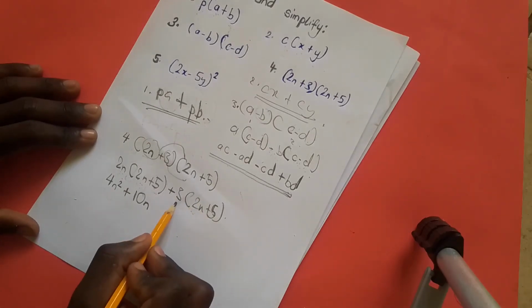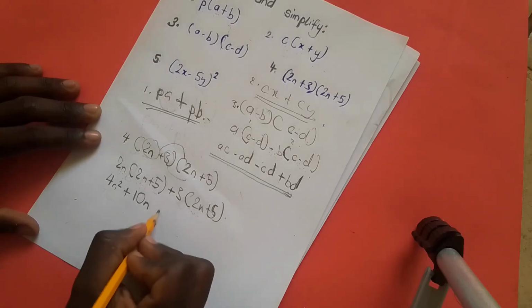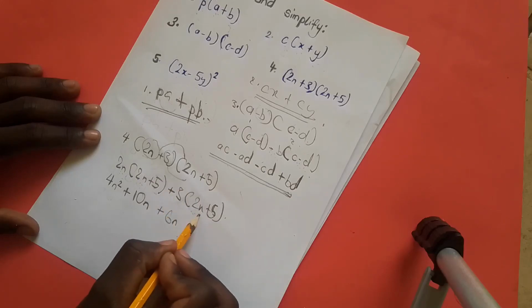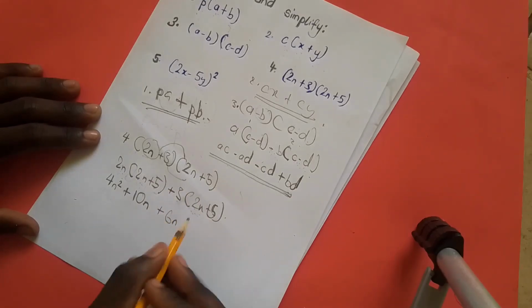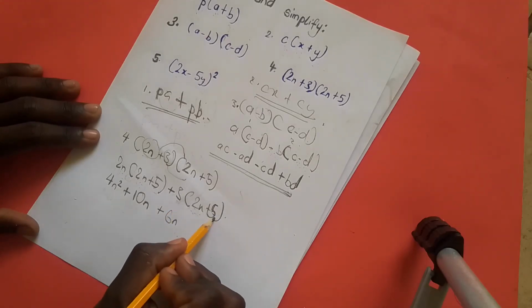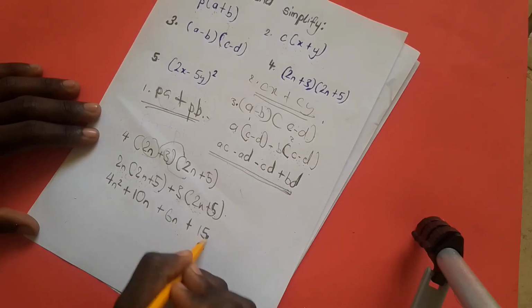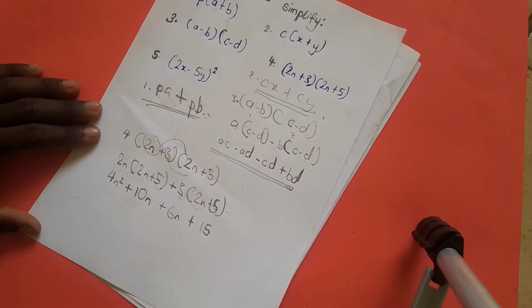Plus 3 times 2n. 3 times 2n is going to lead to what? Plus 6n. 3 times 2 is going to equal 6, with n. So it's going to lead to 6n. Then 3 times 5 is going to lead to 15. Okay, so we are done expanding.